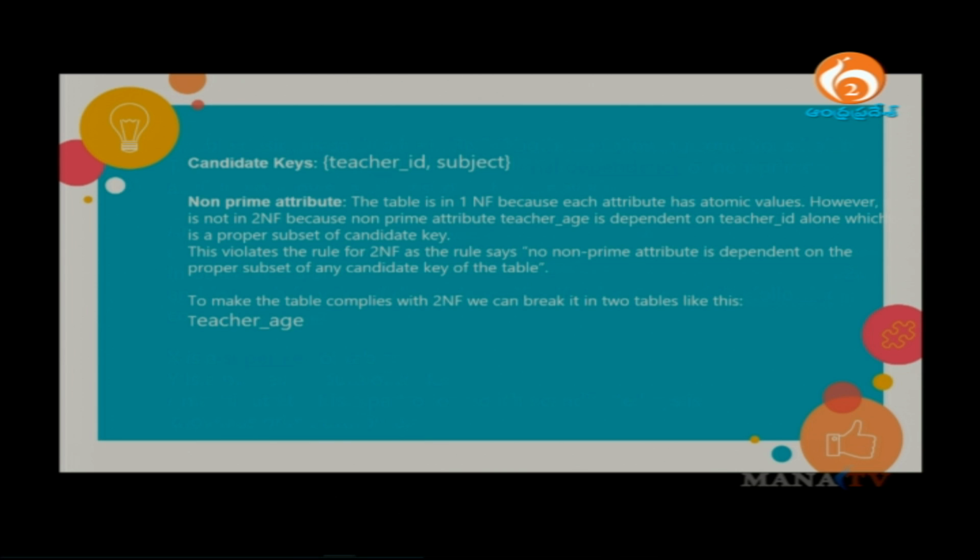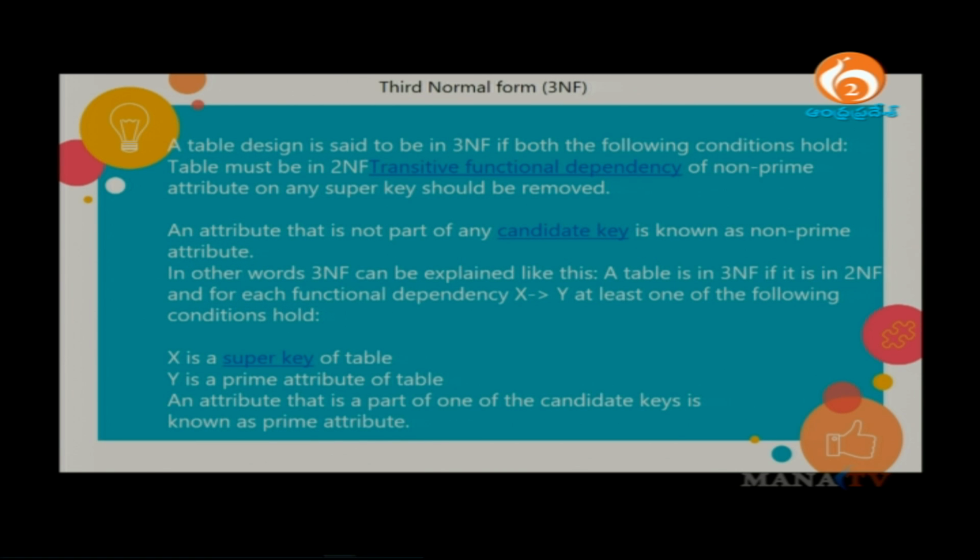Alright. So here the data is about the third normal form. How do you say that data is in third normal form? A table design is said to be in third normal form if the following conditions are true. The first one is the table must be in second normal form, and the functional dependency of non-prime attributes of any super key should be removed. Already we have removed it.